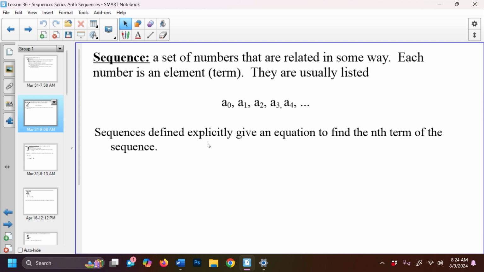Sequences can be defined explicitly, that is, by an equation where you just plug in the term number and calculate it. A sequence defined explicitly gives an equation to find the nth term of the sequence. That is our standard plug and chug version. Let's say I wanted to find the 10th term. I could take 10, plug it into this explicitly defined sequence, and calculate that term.